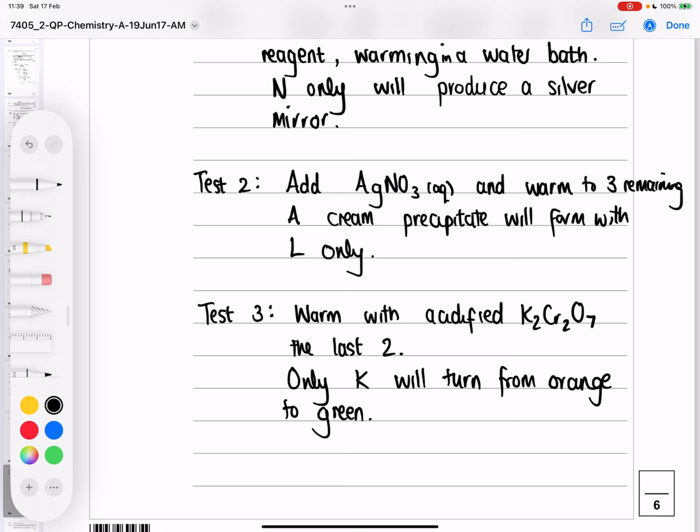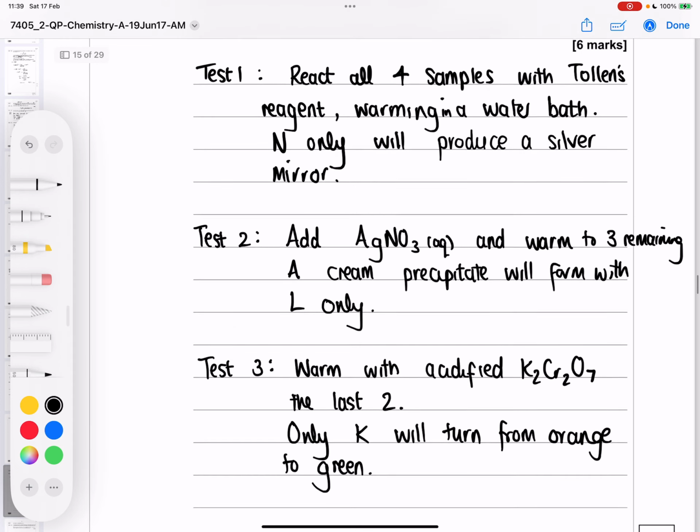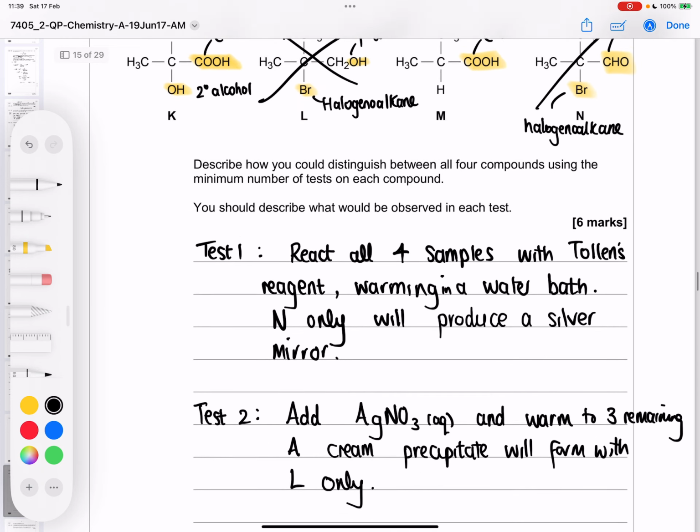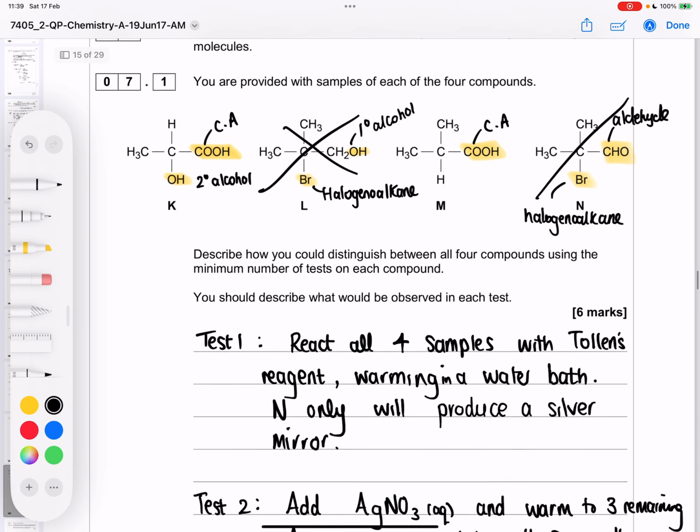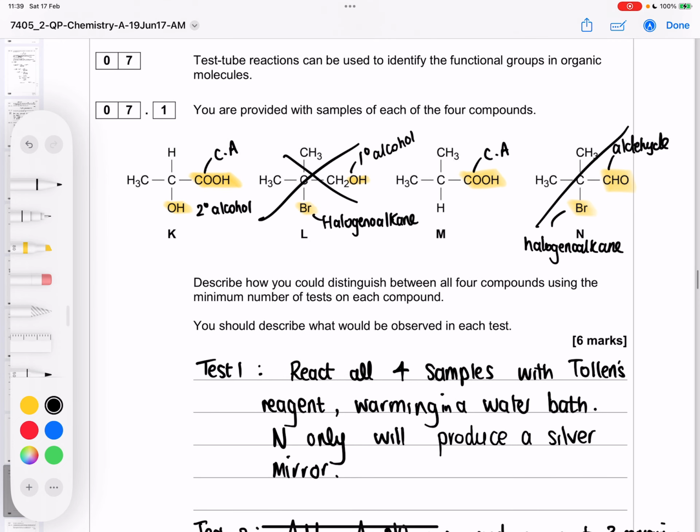So this is one set of tests. It's the minimum number of tests. 3 is the minimum you can get away with here that will identify them all. Let me go through a different collection of tests we could have done. So we could have started with something that didn't just find the one that we could find. So we could have split it into 2 groups. For example, we could have added sodium carbonate, and then K and M would have fizzed and L and N wouldn't have.